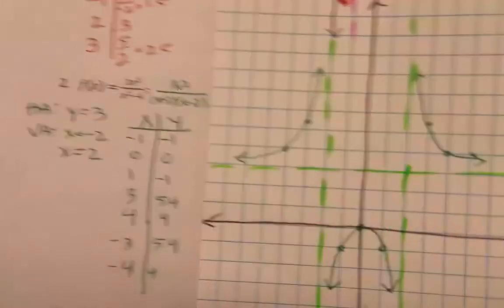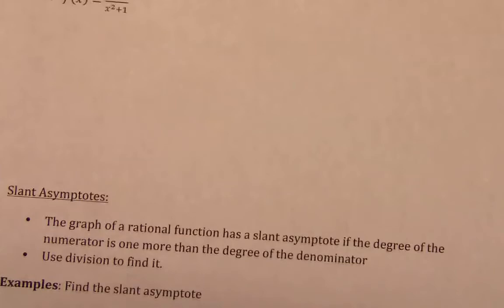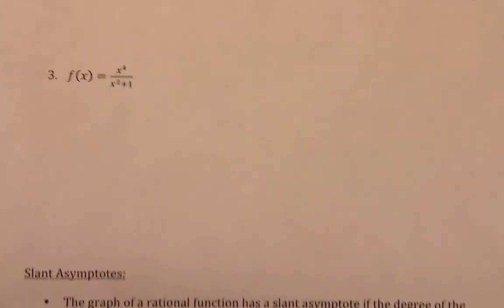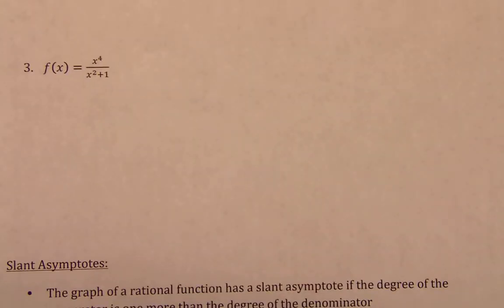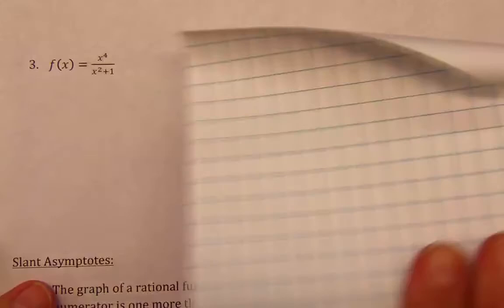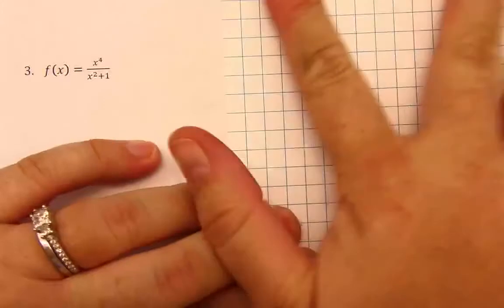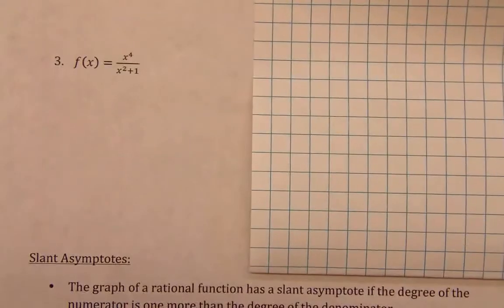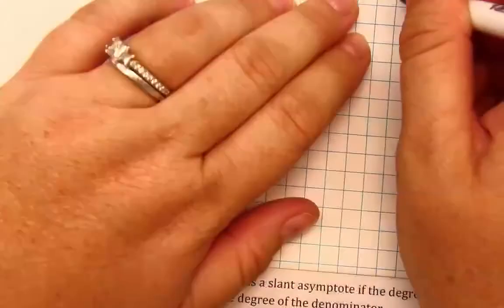All right, I'm going to go ahead and flip the page now. We've got one more example here. All right, and notice my degree on the top is not the same as the degree on the bottom, so now we have a different horizontal asymptote. Let's go ahead and set this one up here.